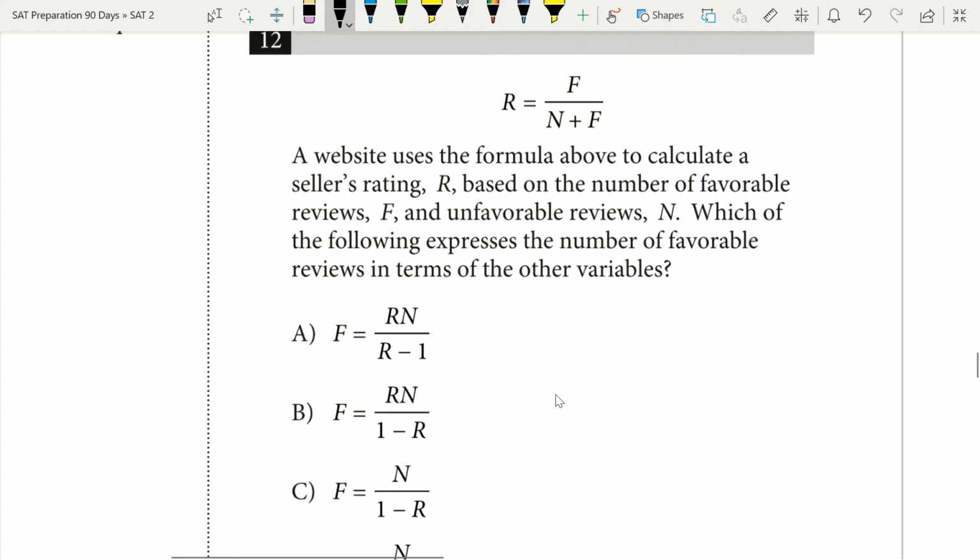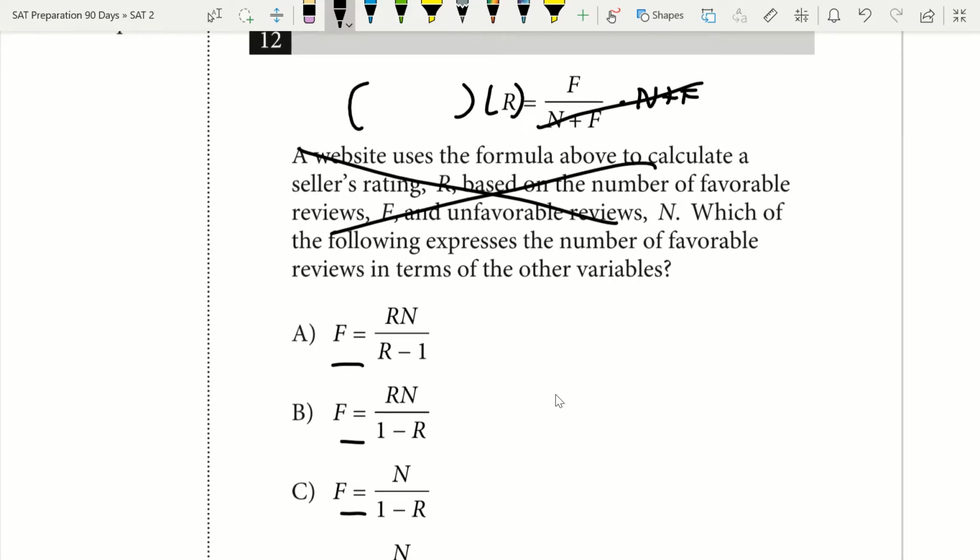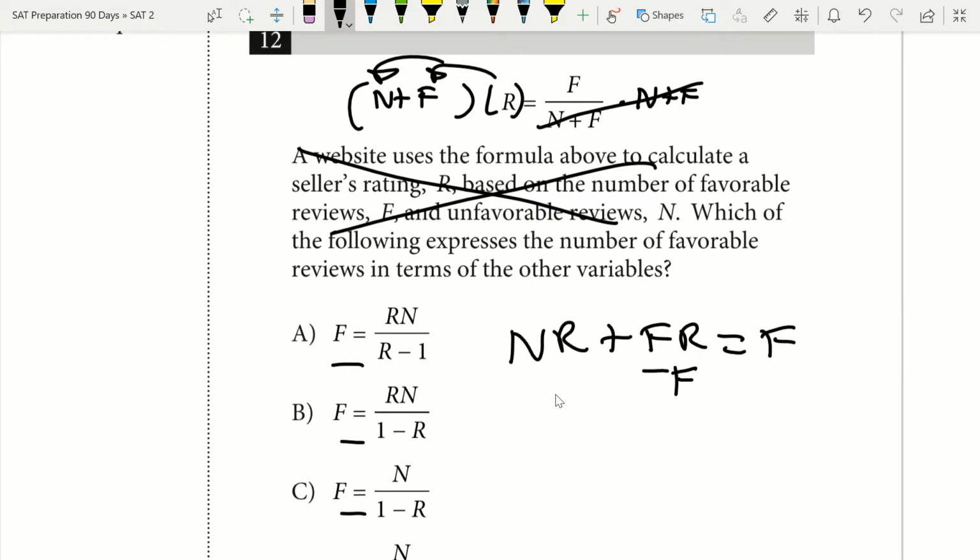We've got a formula. I see immediately that I have everything set for what f equals, so I don't even have to read this. I can just find what f equals. Multiply by n plus f to get rid of that. Multiply that r by n plus f. Okay, I distribute. Now I'm going to have nr plus fr equals f. I've got to subtract fr because I've got to solve for f, so I need all my f's on one side.